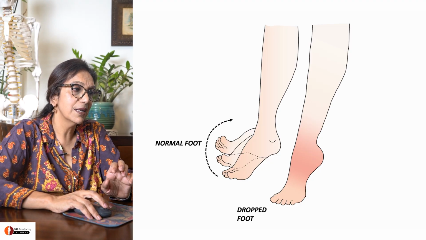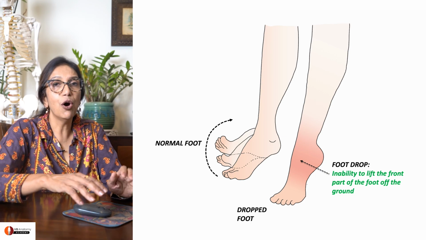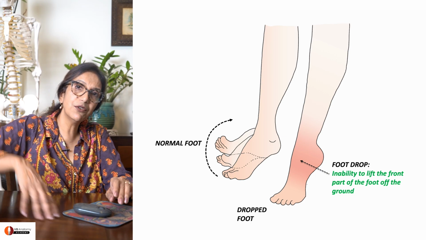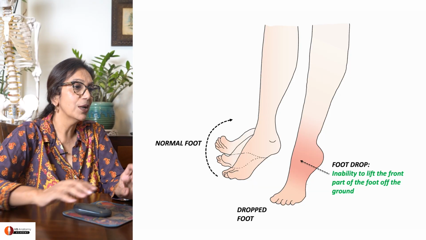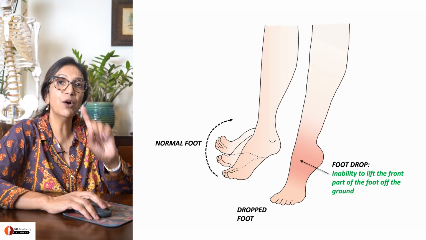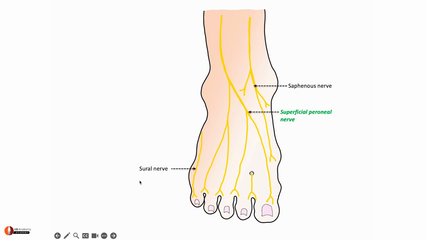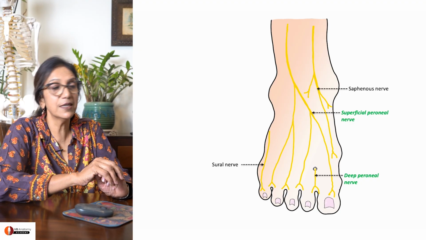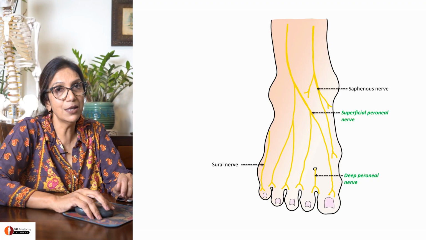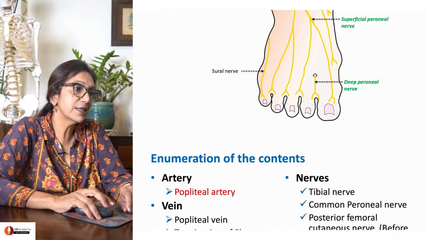The condition is called the dropped foot or foot drop. Inability to lift the foot off the ground. So every time the patient walks, he drags his foot and slaps it on the ground. That is called a foot drop, which is a common peroneal nerve injury. Of course, these are its branches, superficial peroneal, deep peroneal, supplying the dorsum of the foot. That is why not only is he having a motor deficit, but he can also have a cutaneous loss. Right, so that explains associated sensory loss.